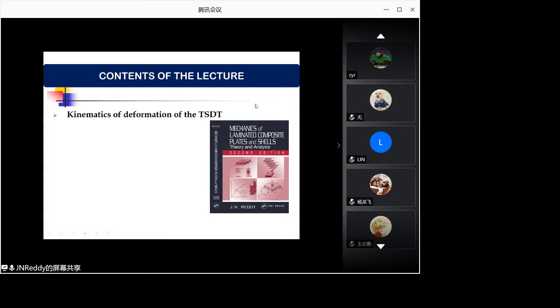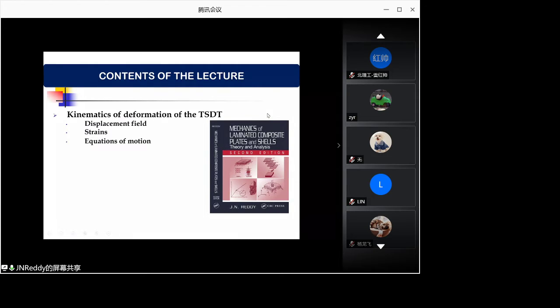So I will begin with the kinematics of deformation of the third order shear deformation theory. And then I talk about how the displacement field is derived, and talk about the strains, and then equations of motion. And then I'll look at some numerical results to show how the third order theory does better than the first order shear deformation theory. Then the second part of this first lecture involves layer-wise theory.